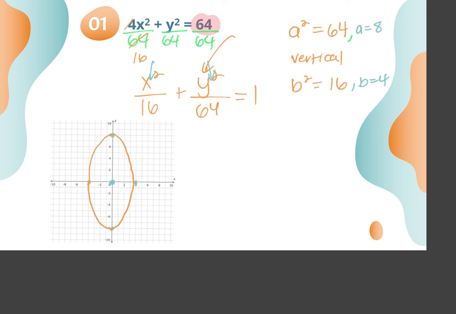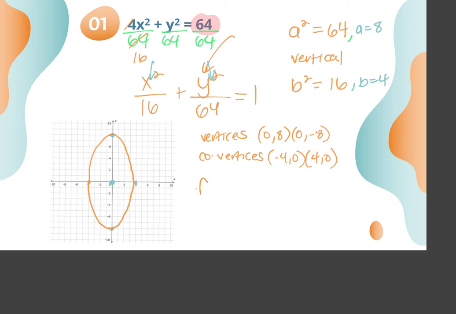Yep. Whatever the bigger term is under, whatever letter that is, that's the axis that you're going to put it on. So because it's under the Y, it's vertical. So now your quiz is not only going to ask you to graph it, but it's going to ask you to give the exact coordinate points. It's going to ask you for the vertices. The vertices are up and down, right? So this would be 0, 8 and 0, negative 8. The co-vertices, we went right and left. So this is negative 4, 0 and 4, 0.